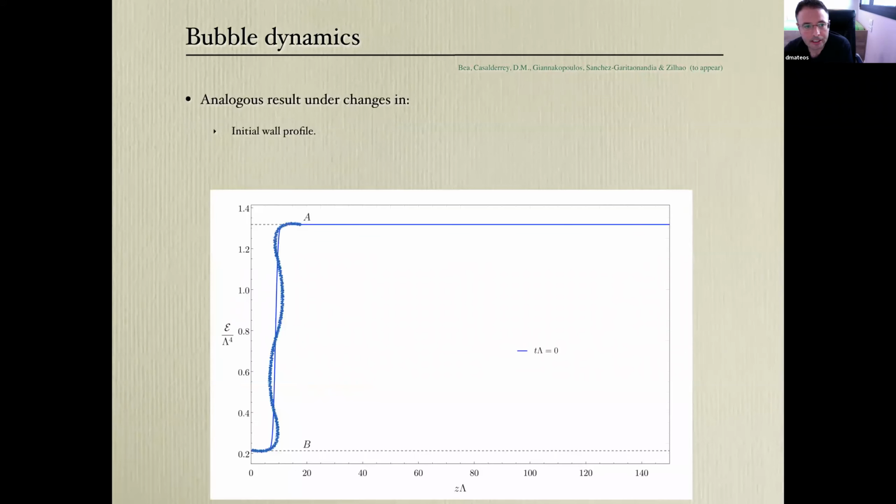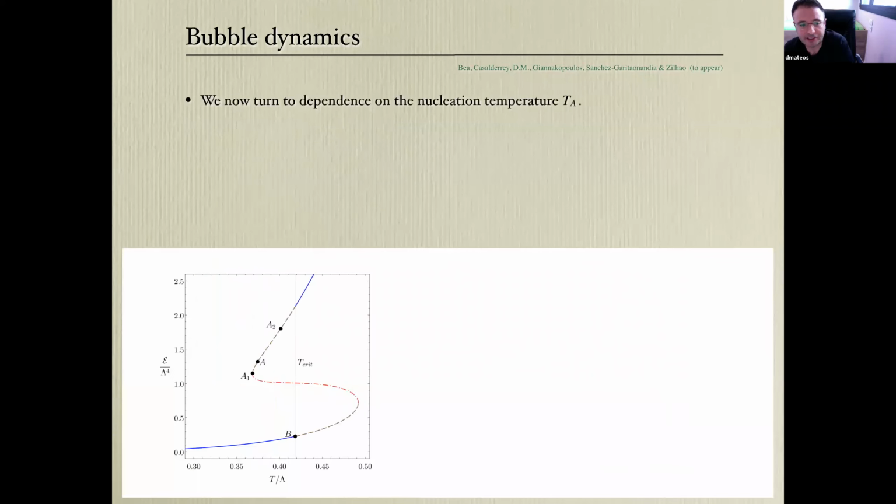Okay, so now let me address the dependence on the nucleation temperature. Let me vary the point at which you nucleate the bubble and see what happens. First, let me point out that these states C and D that are dynamically determined in terms of A depend relatively weakly on A.